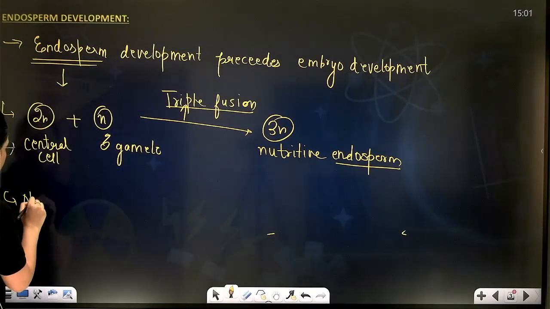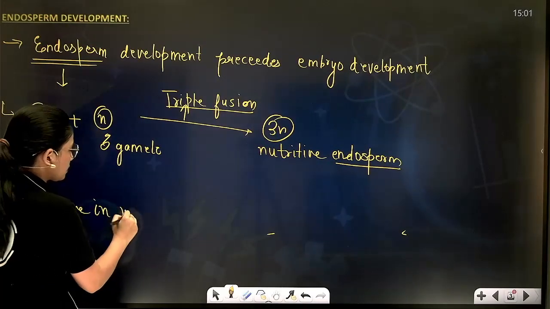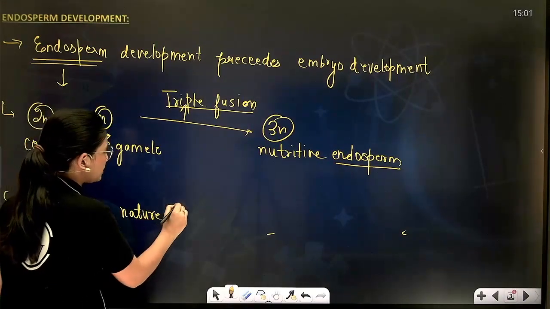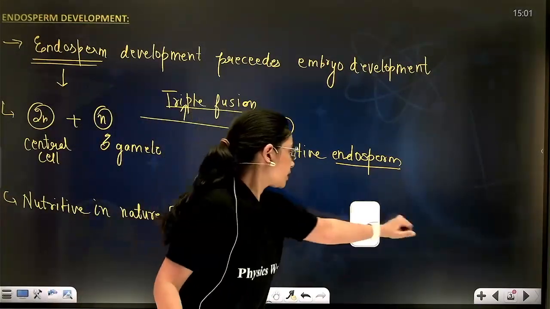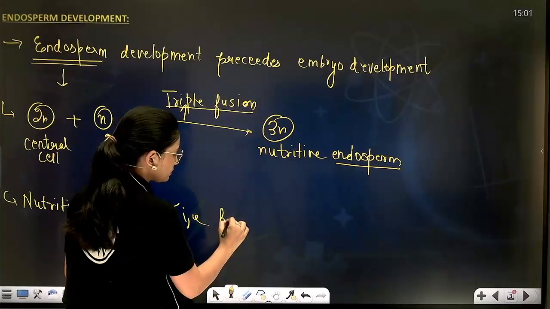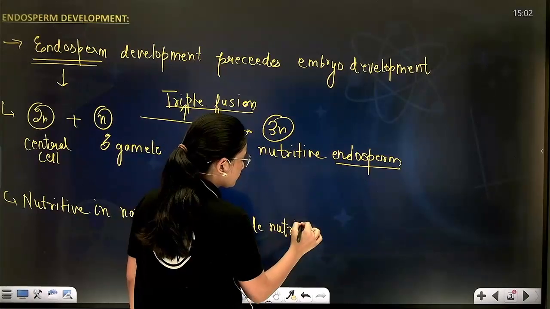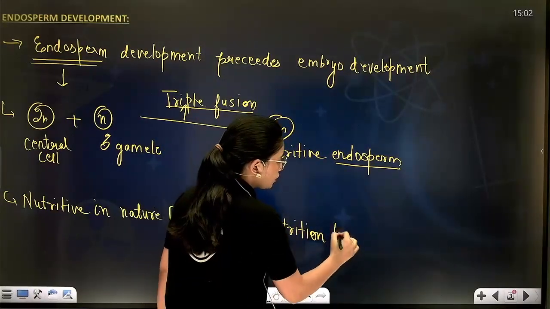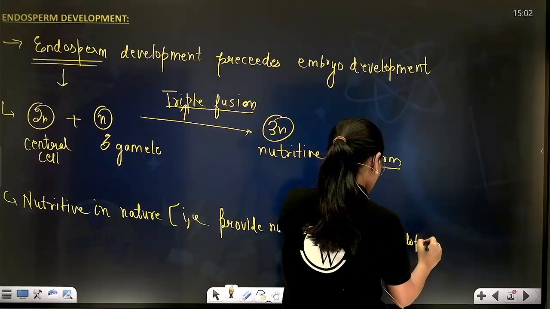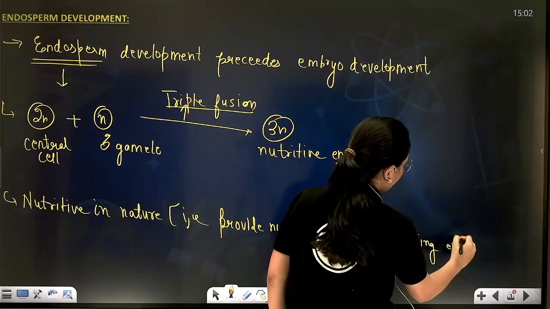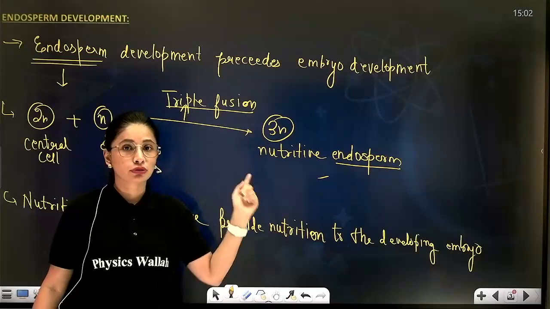Now what is the role of endosperm? They are nutritive in nature, that is, they provide nutrition to the developing embryo. Now, in the case of angiosperms, the ploidy of endosperm is 3N.